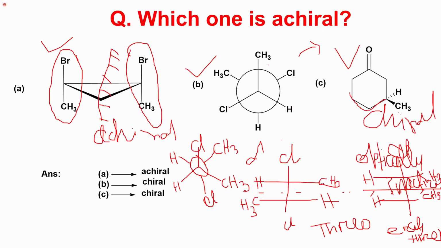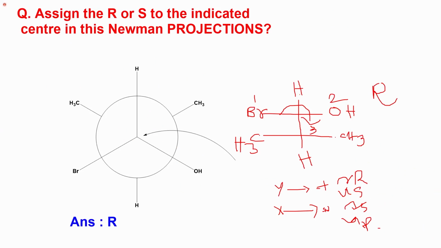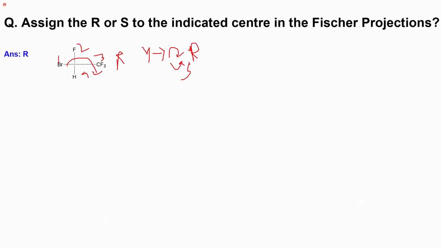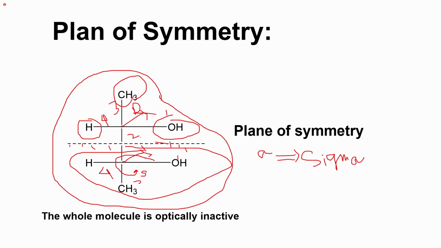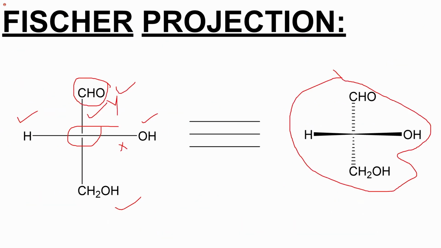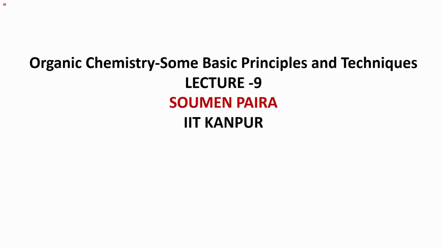So maybe we'll stop it here, and what we have discussed, in the next class. So you can see this is also done: Newman projection, Fischer projection, and Sawhorse projection. I'll go through quickly, as this chapter is almost completed, from the beginning, whatever we have discussed today.